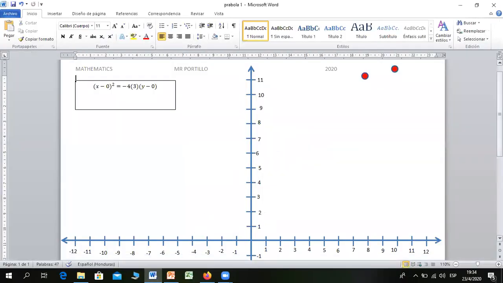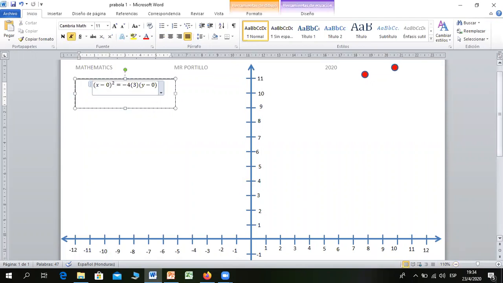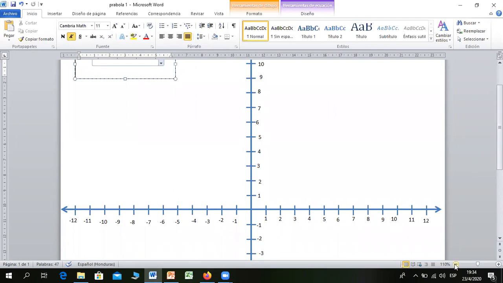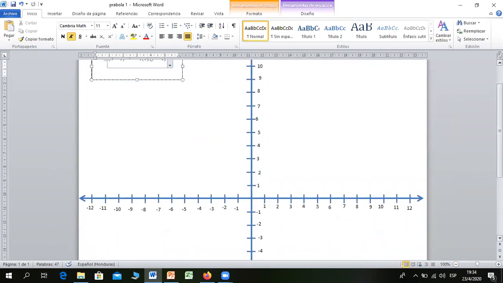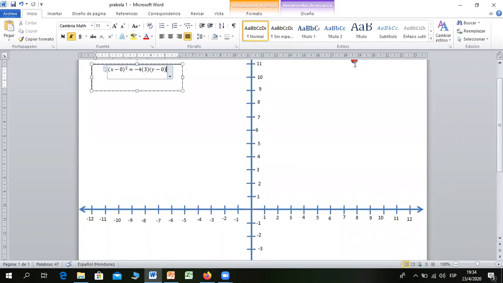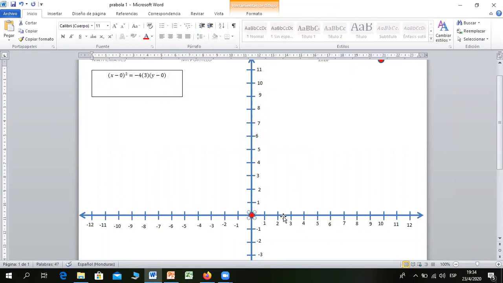Okay, here we have our Cartesian plane ready to make the graph of this conic section, in this case, that parabola. We need to graph first the vertex. So the vertex is a point that will be at the origin, (0, 0). Where is (0, 0)? Exactly there in the center.